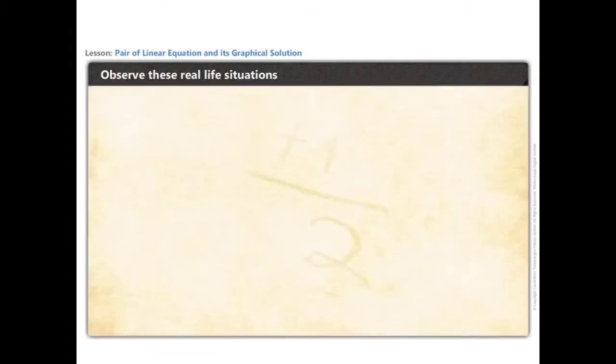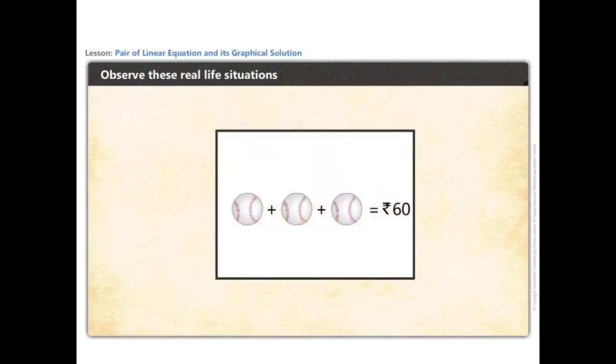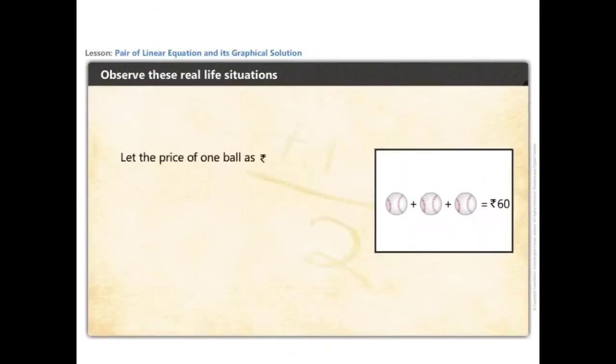We can mentally work out the steps, but for actual computation, it is more convenient to use algebra. Let us denote the price of one ball as rupees x. So, 3x is equal to 60. Solving for x, we get the price of each ball as equal to rupees 20. So, Joe pays rupees 20 for each ball.